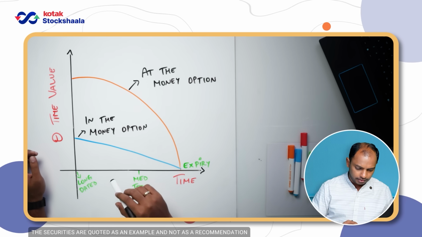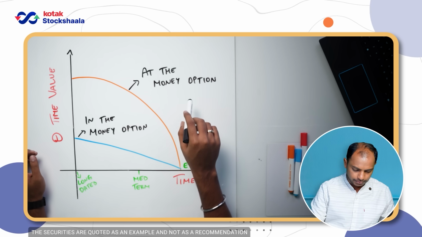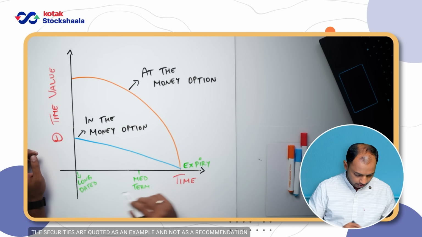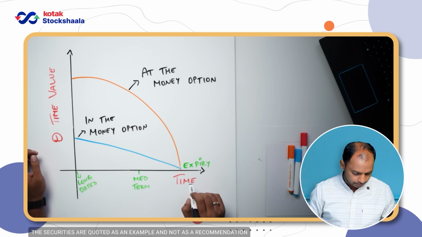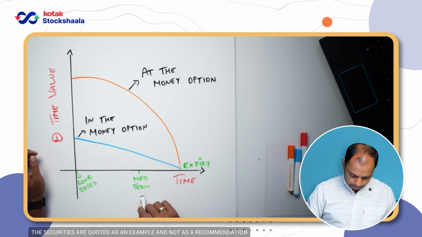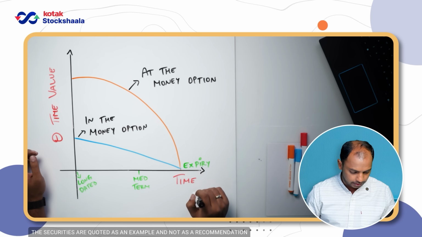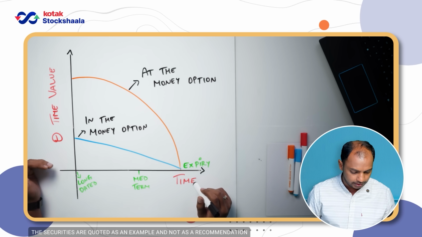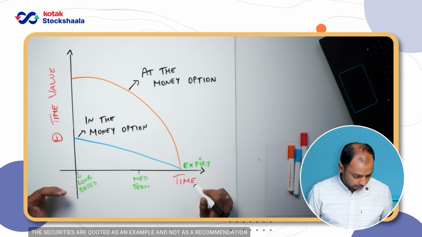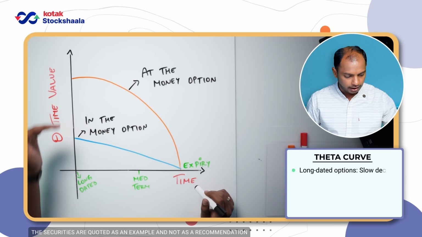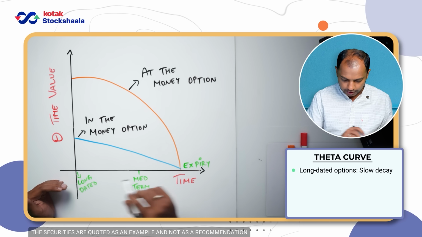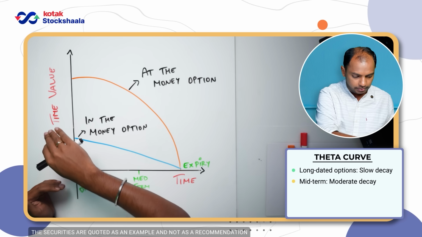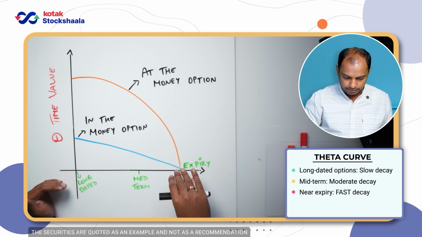Here, I have drawn the theta curve for at the money options as well as in the money options. The x-axis shows the time, which is long dated, medium term, and at the time of expiry, whereas the y-axis shows the time value or the theta value. Here we can see that the long dated options have a higher theta value, whereas as it approaches expiry, the value has been reducing significantly.